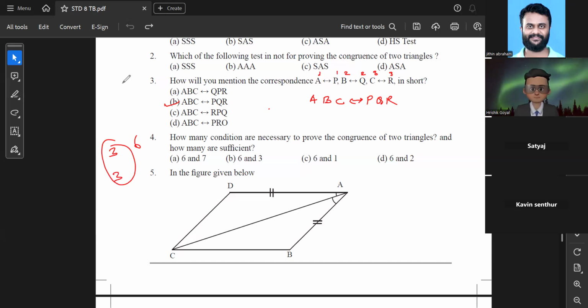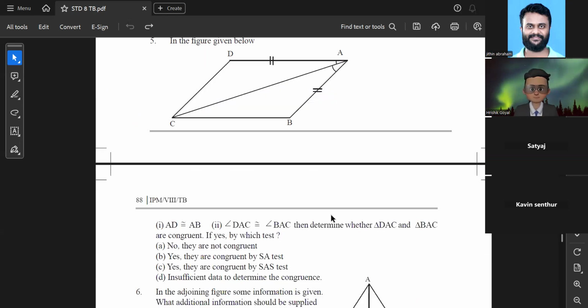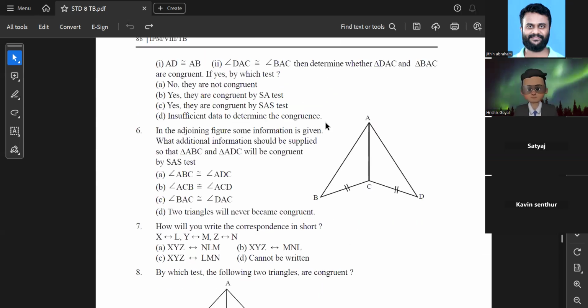Which means angle must be congruent, angle must be congruent, angle must be congruent. Then side must be congruent, side must be congruent, side must be congruent. Total 6. Okay? And what you were pointing out, that is not condition, that is test. So SAS is not a condition. SAS is a test. SSS, ASA, HS, they all are tests. Okay?